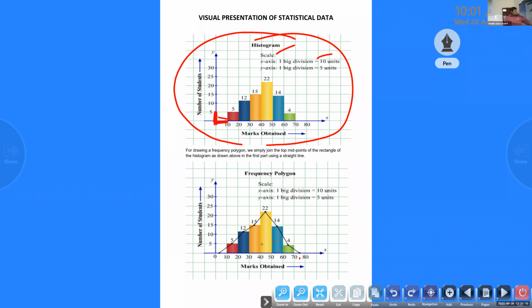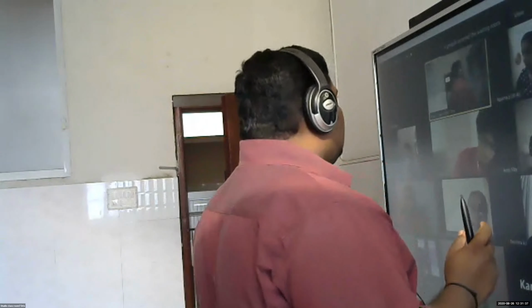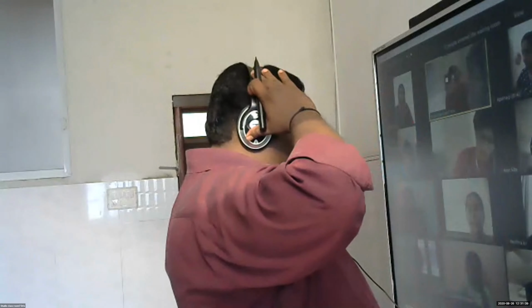In the case of frequency curve, it is the same method only, but we don't want to use a scale, we don't want to construct straight lines there. Instead of that, we are able to draw it freehand, or touch the midpoints with a free hand. That's called a frequency curve. So listen carefully.